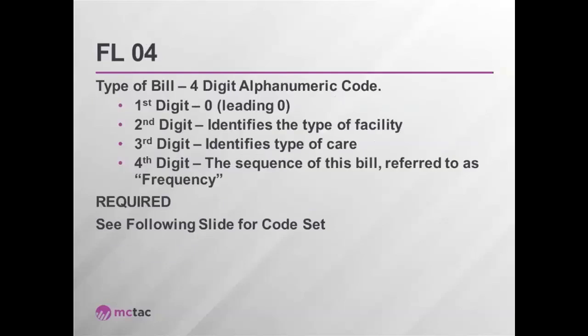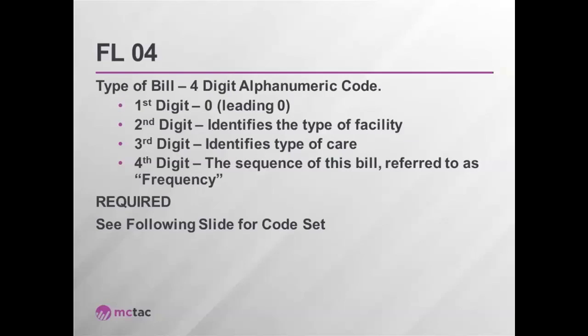Field 4 is the first field where I'll pause and spend a little bit of time, because this is where a number of issues continuously come up, and from what we understand, still continue. Field 4 is the type of bill. It has 4 digits that you have to complete. The first digit is very simple. You just put 0. Everybody puts 0; it's a filler, if you will.